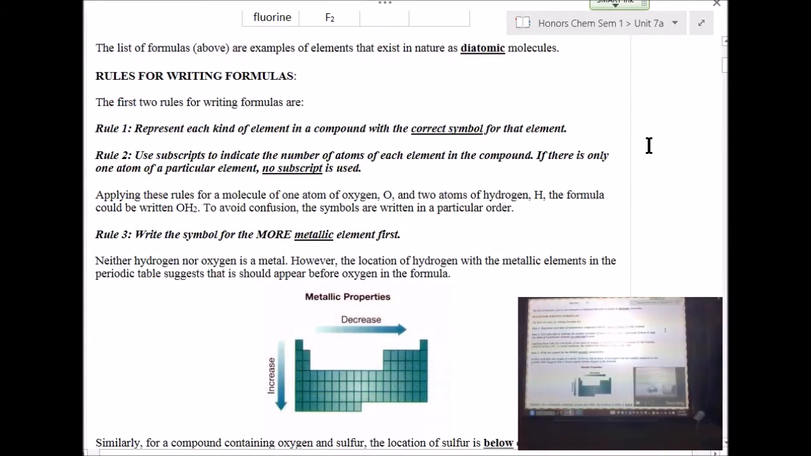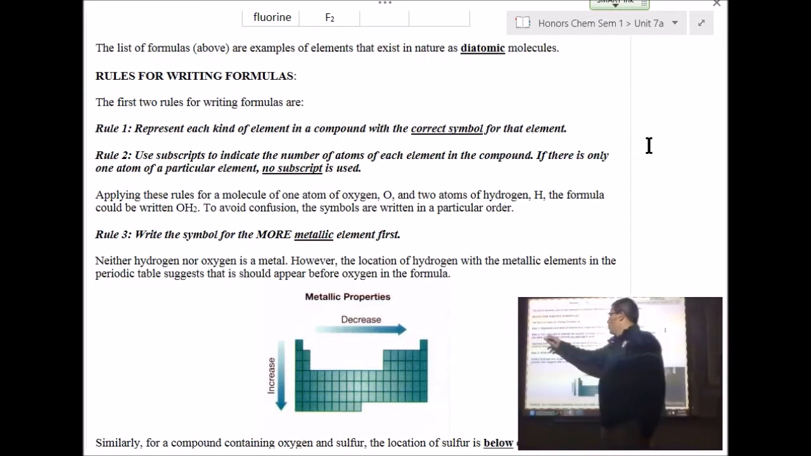All right, so what we are doing today is we're going to write compounds or formulas, and we're going to name them and also write out the formula. So here are some of the rules. Rule number 1, represent each kind of the element in a compound with the correct symbol. Okay, so if you're trying to represent carbon dioxide, don't put nitrogen in there. Okay, it's kind of one of those common sense things.